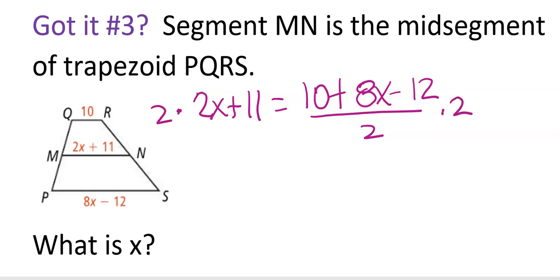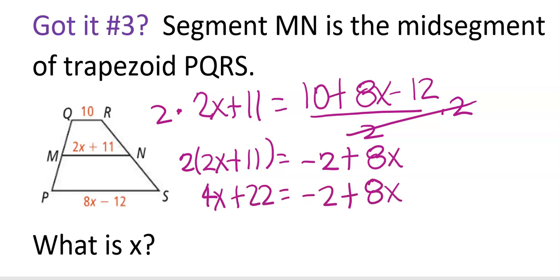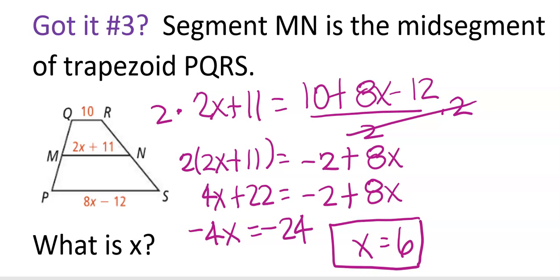So if we multiply by 2, those are gone, and we get 2 parentheses 2x plus 11. And simplifying on the left, we get negative 2 plus 8x. And all I did was put the 10 and the negative 12 together. So 4x plus 22 equals negative 2 plus 8x. We'll put the x's on the same side, numbers on the other, and we get x equals 6. If we plug that in, we get 48 minus 12, that would be 36. And 12 plus 11, that would be 23.